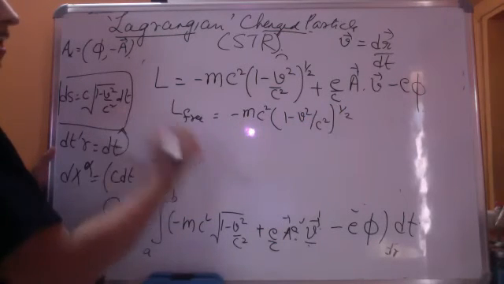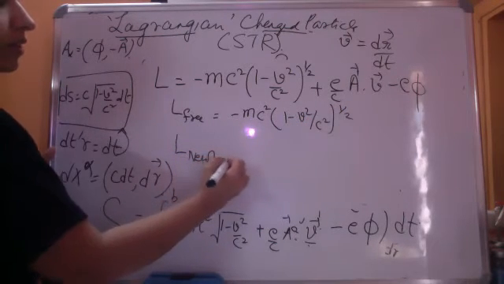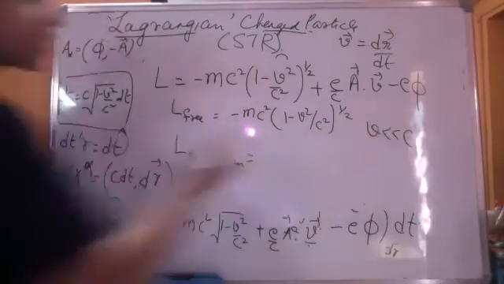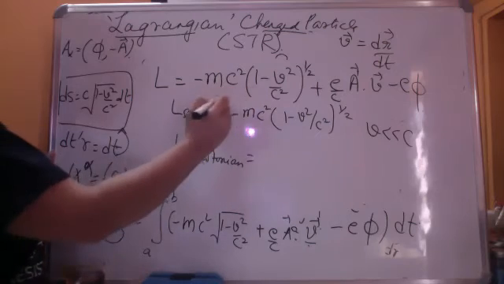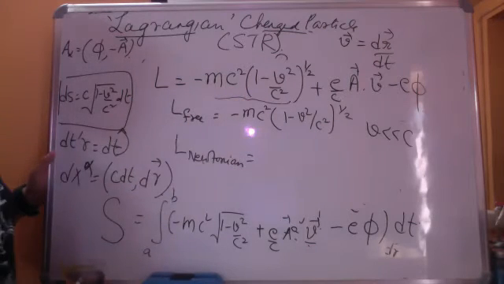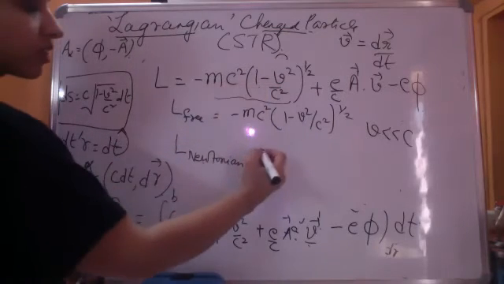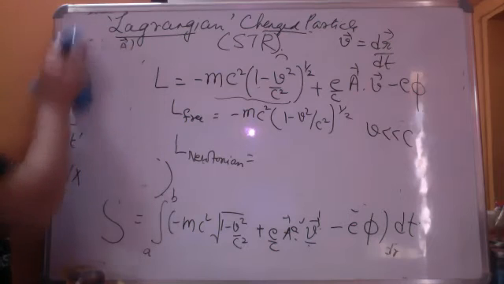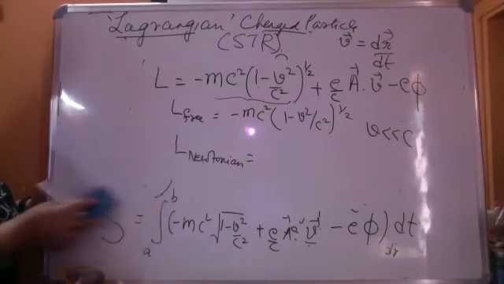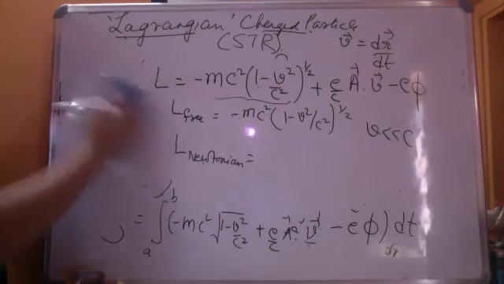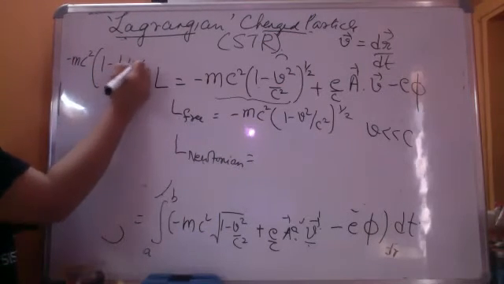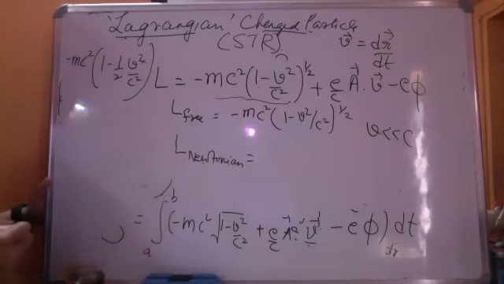Second check, L Newtonian. What is the Newtonian limit? V being much, much smaller than c. It is this term that's going to change. I Taylor expand this, and I can write the first term after doing the Taylor expansion.